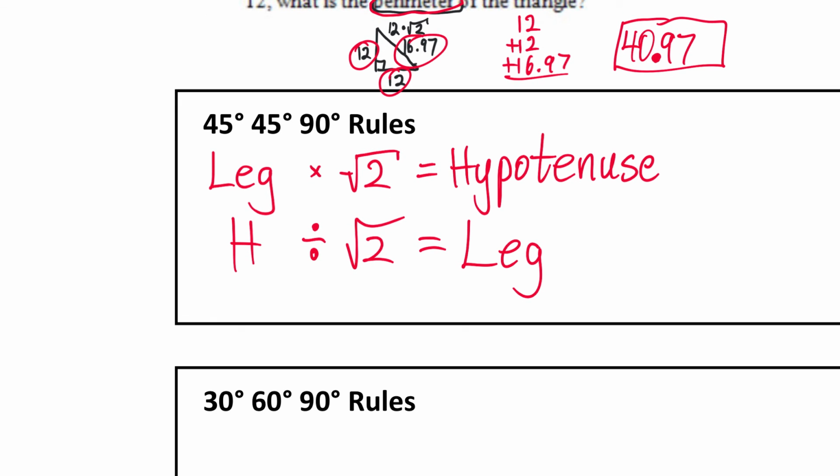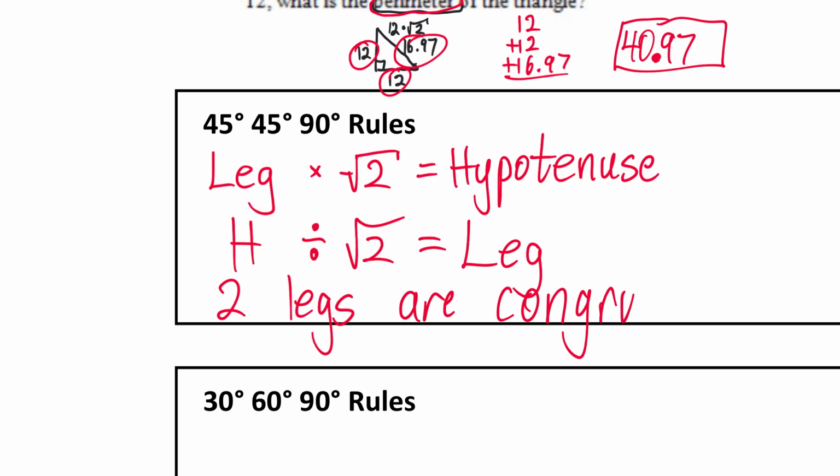And that's going to be the last thing here. Remember, the two legs are congruent in a 45, 45, 90. One's not longer than the other. They're exactly the same on a 45, 45, 90. Two legs are congruent. Remember, congruent means equal, the same.